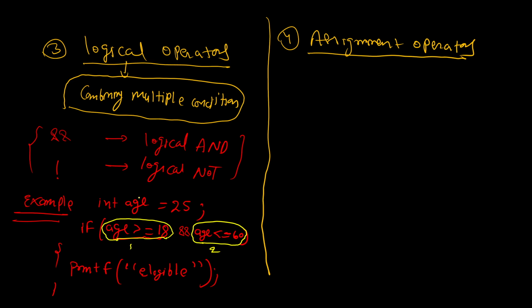In condition 1, we are saying if age is greater than or equal to 18. There is a person whose age is 25 years old. Now we apply conditions: age should be greater than or equal to 18 and less than or equal to 60. So this 25 falls between these two conditions, so that person is eligible for voting. I think this is enough for you to understand how logical operators are used.